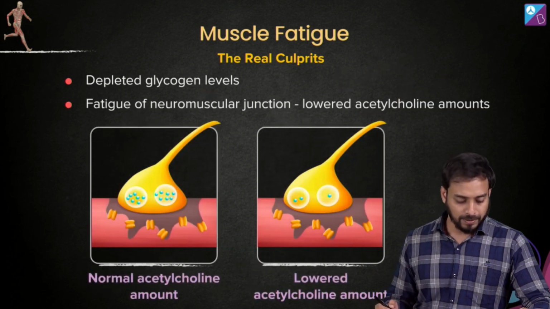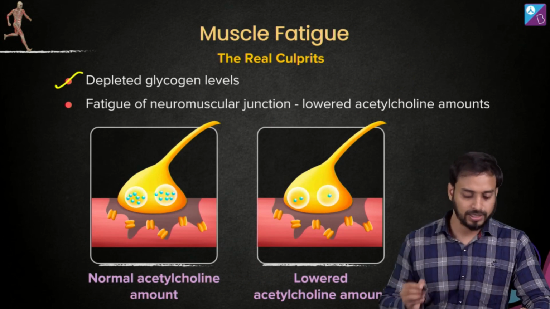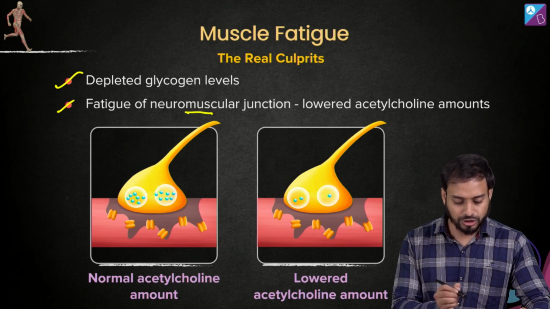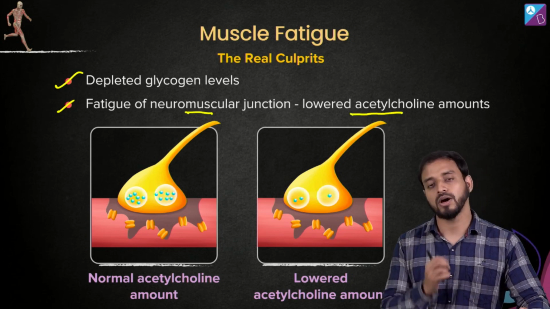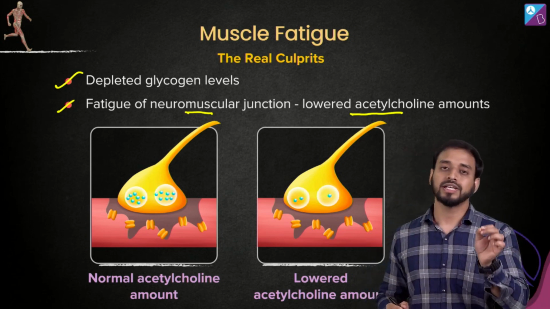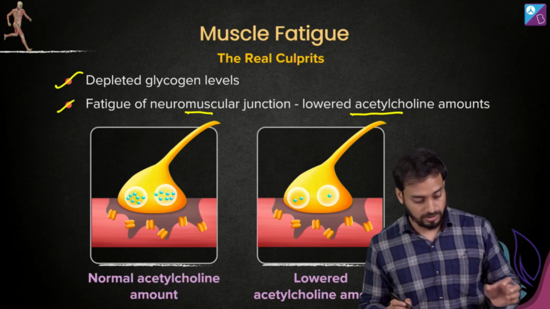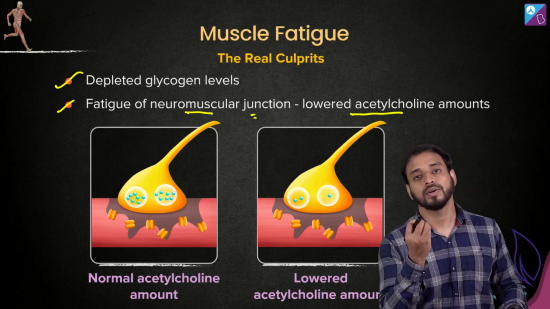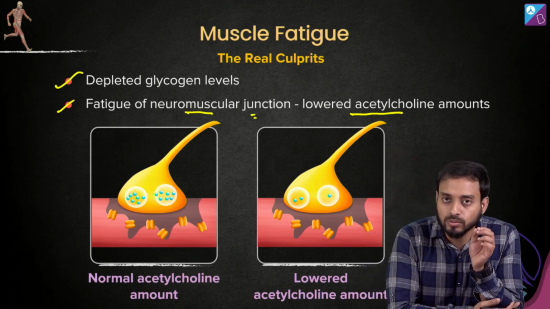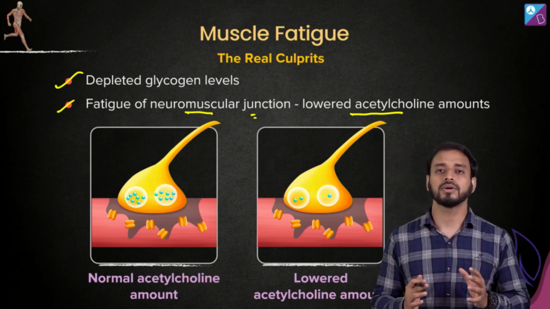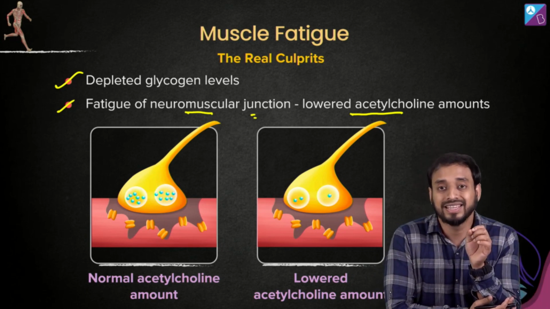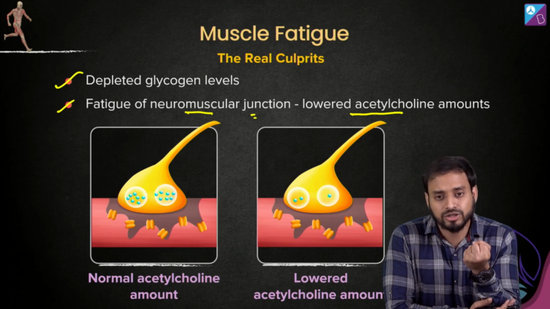So the real culprits: depleted levels of glycogen, fatigue of neurotransmitter junction, lowered acetylcholine amounts. Okay, वो junction we have studied about that, right? Muscular junction, वहाँ से जो neurotransmitters release हो रहे थे. Okay, so due to prolonged stimulation of the motor neurons, क्योंकि आप बहुत काम कर रहे हो तो continuously prolonged stimulation हो रहा है. This means there is continuous contraction.